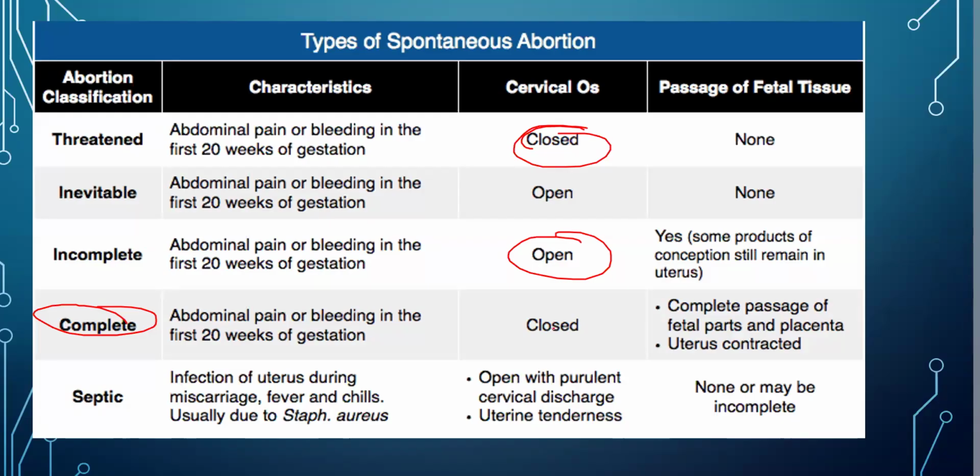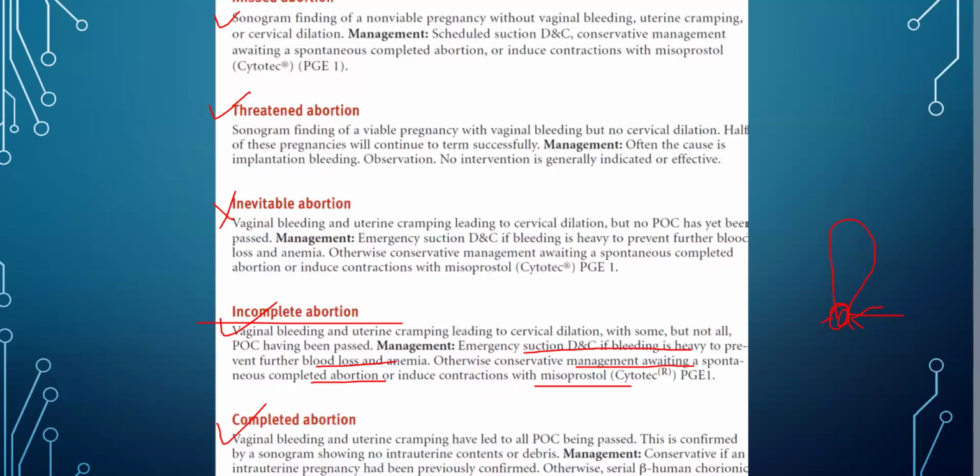If you do an examination, you will find that the cervical os is closed, and you need to do an ultrasound to confirm that there is nothing left inside the uterus. Okay, so that's complete. What is missed miscarriage? Missed miscarriage is when the patient did not have any symptoms, no bleeding, no abdominal pain, and for some reason you have done an ultrasound and found that it's a non-viable pregnancy. So it's an ultrasound finding of a non-viable pregnancy without any symptom.